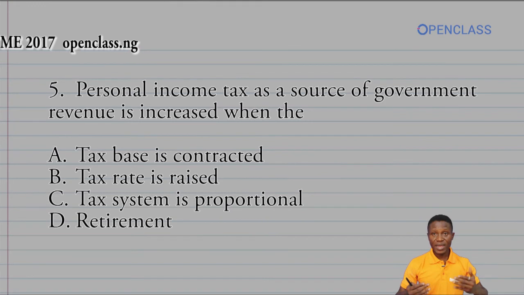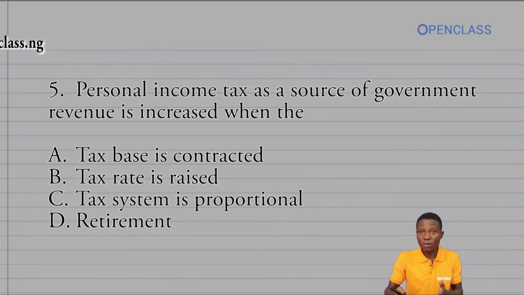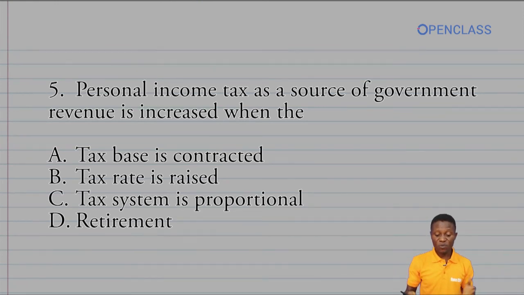Of course, when the retirement age increases, you expect more people to fall within the labor force. And as you have a large number of people falling into the labor force, then government will have more income to tax. But when the retirement age reduces, it will reduce the income from taxes. So that's all we need to learn under personal income tax.